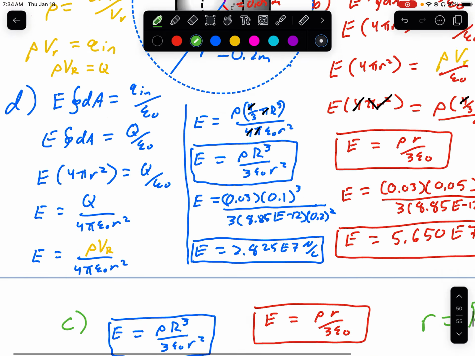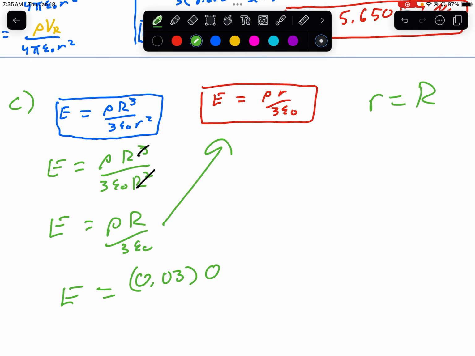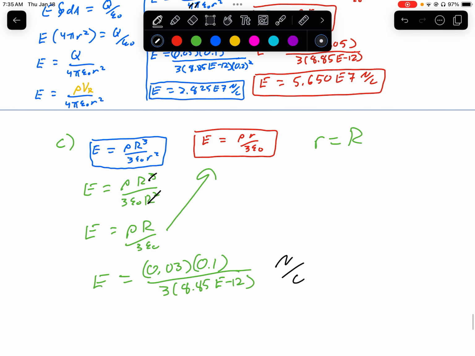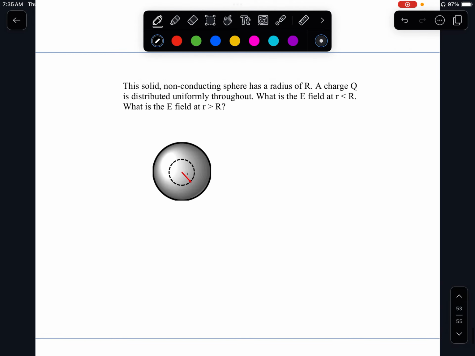So the charge density, what was the charge density? It's 0.03, radius of 0.1, over 3 times 8.85e to the negative 12. Again, this is going to have units of newtons per coulomb, and it's going to point outwards. I dare say it's probably going to be somewhere in between these two, but there's only one way to find out: we have to actually calculate. Like I said, I'll leave that to you because I have one more problem that I want to show you. So let's go on to that.